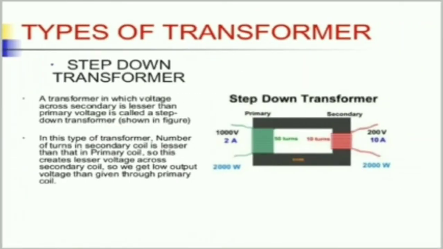Step-down transformer. A transformer in which the voltage across the secondary is lesser than the primary voltage is called a step-down transformer. In this type of transformer, the number of turns in the secondary coil is lesser than in the primary coil, so this creates a lesser voltage across the secondary coil, so we get a low output voltage than given through the primary coil.